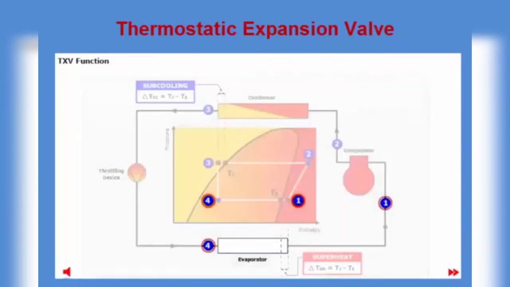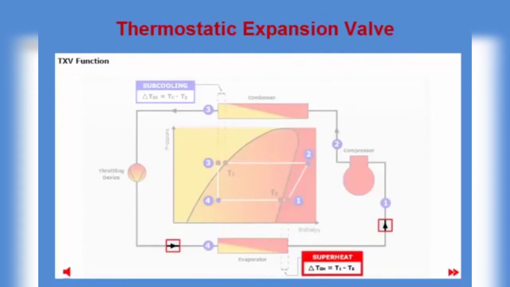Finally, between points 4 and 1, the refrigerant is heated in the evaporator, thereby evaporating the remaining liquid to vapor. Refrigerant leaves the evaporator as superheated vapor. Pressure is not changed in the evaporator. As mentioned in a previous slide, the throttling device, from now on called thermostatic expansion valve, controls the superheat at the evaporator outlet, point 1.